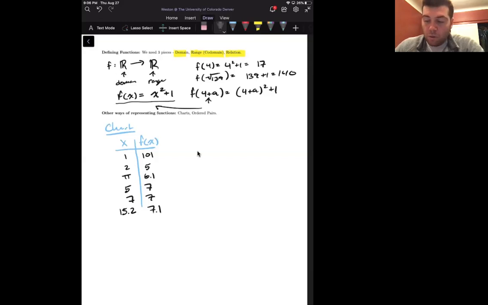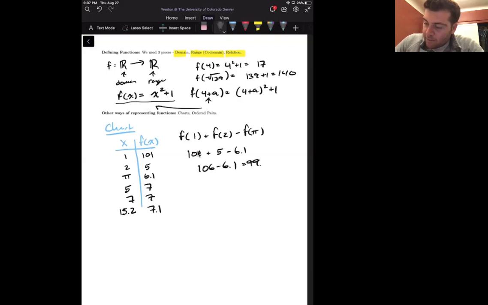Now, finding any explicit rule, like f of x equals x squared plus 1, would be difficult with this chart. However, this chart is fine if we only care about these values. So maybe we just want to know what f of 1 plus f of 2 minus f of 3 is. And that's easy. We just look at the chart, look at the corresponding values. We get 101 plus 5 minus, well, I'm sorry, that shouldn't be f of 3. That should be, let's say, f of pi, minus 6.1. And that would be 106 minus 6.1, which is 99.9.